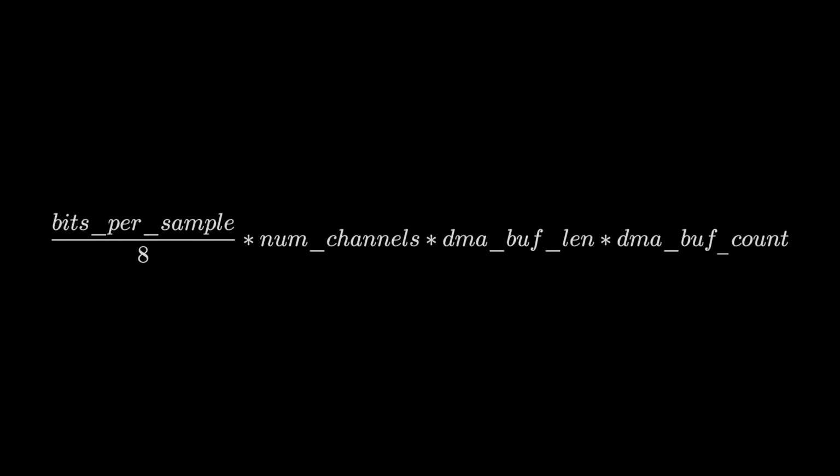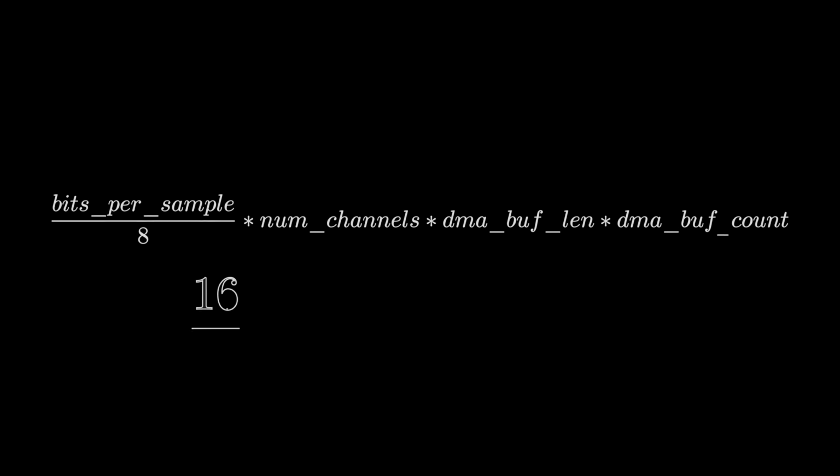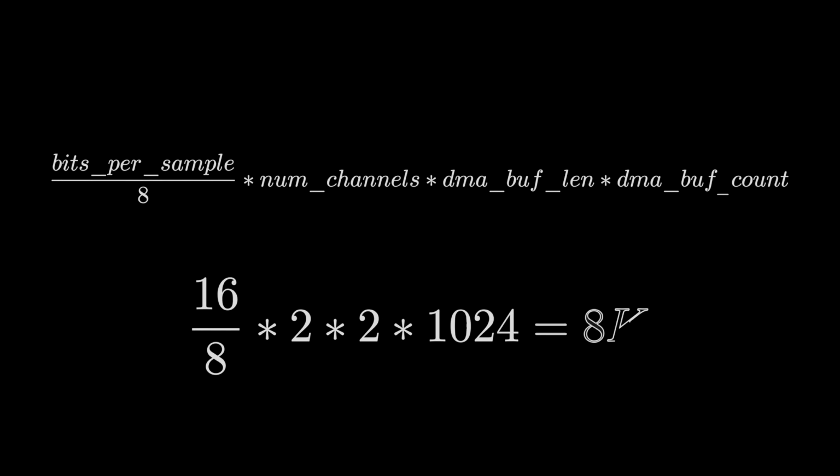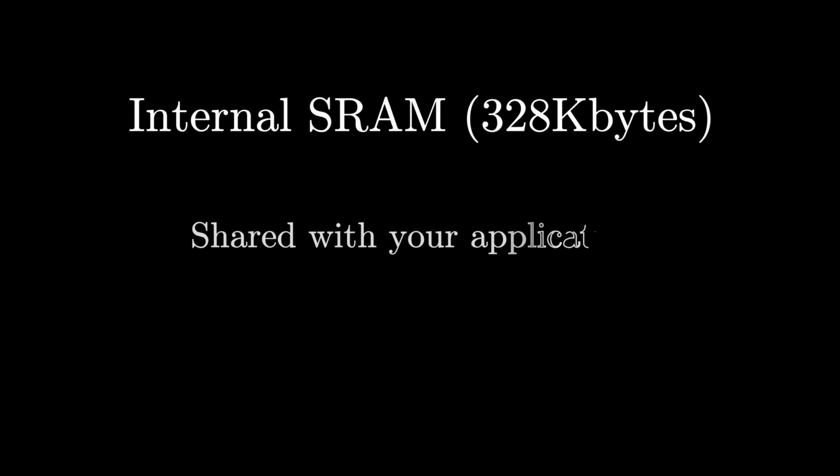The number of bytes per sample, multiplied by the number of channels, the buffer length, and the buffer count. So in a concrete example with 16 bits per sample, stereo left and right channels, buflen set to 1024, and buf count set to 2, we have a total of 8K allocated. There's another good trade-off to talk about here. DMA buffers are allocated from memory, so any space we use for DMA buffers is taken away from space that can be used by the rest of your code.